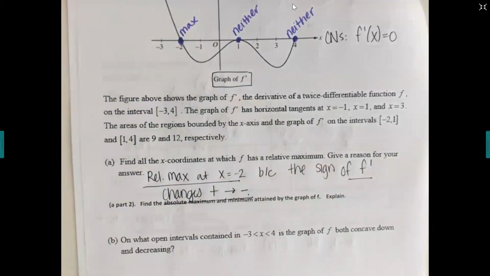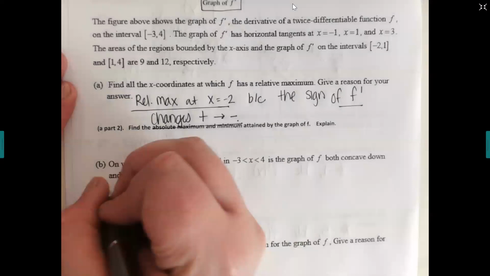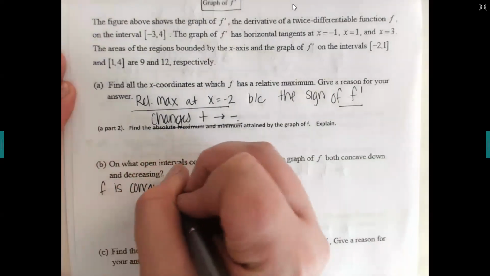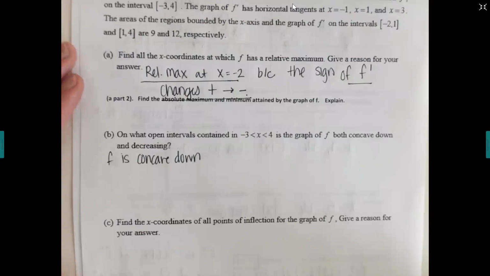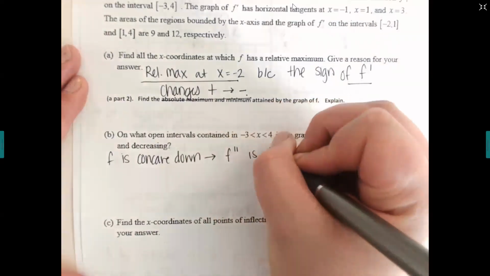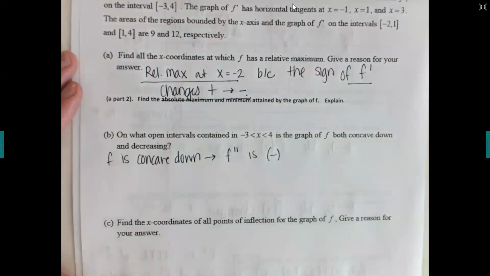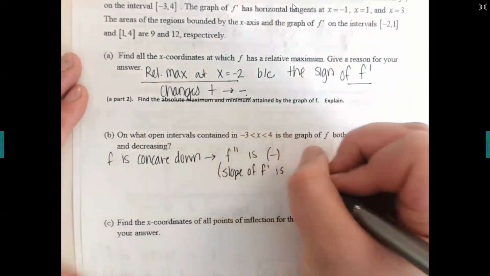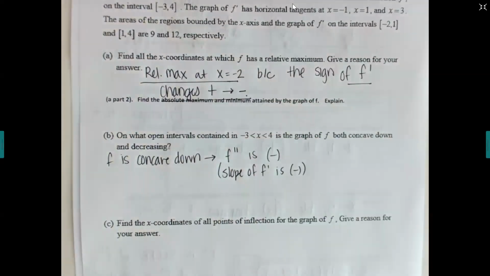Okay, it says, on what intervals is F concave down and decreasing? Okay, so for F to be concave down, what would I be looking for on the derivatives? Second derivative to be what? F double prime is negative. What feature would that be on this graph? This is already F prime. We need a negative slope. Then the slope of F is negative. Does that make sense? So remember that if you're looking at the graph of F prime, F double prime would just be the derivative of that, which would be the slope.